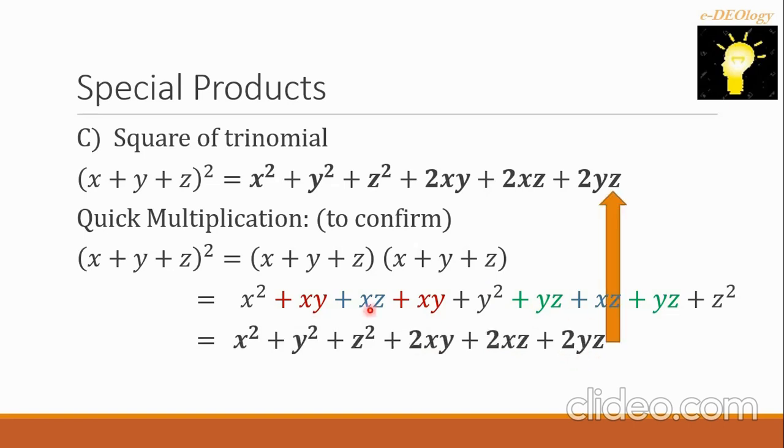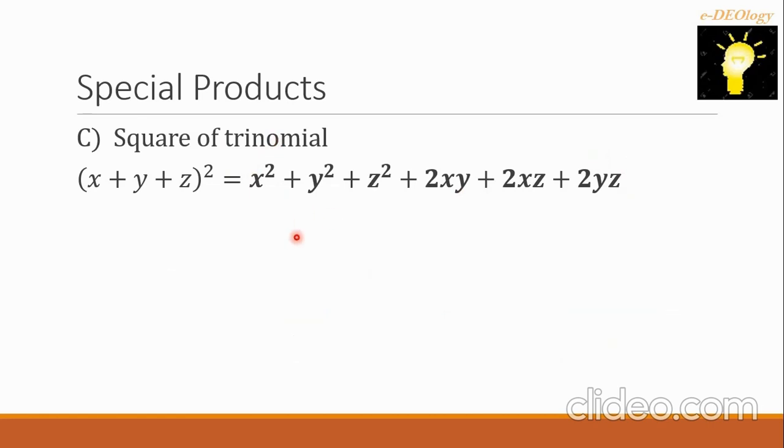So, this is our final answer with 6 terms. These 6 terms, the final answer here, is the same as our special product written on top. So, it means we can now use this special product to solve problems that fall on this pattern. So let's have example 1.